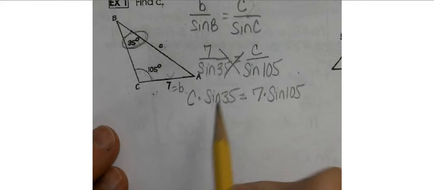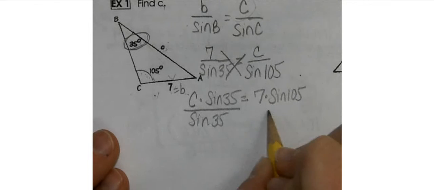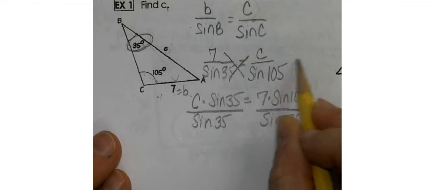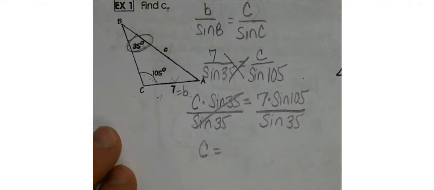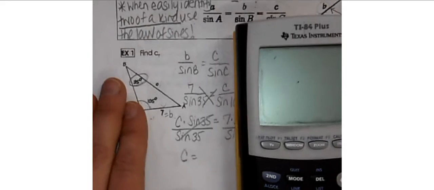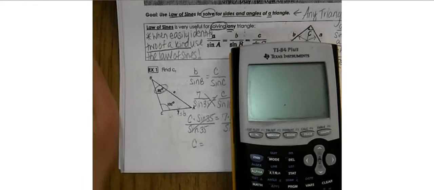To get c alone, I'm going to divide both sides by the sine of 35. And what we're going to do is put this into our calculator exactly as we see it to find what little c is. So if you have a calculator, that might be a good thing. At the beginning of this lesson, or if you need to pause the video right now to take out a calculator, that might be a good thing. So I guess I'll let you pause for a second to go ahead and get yourself situated.